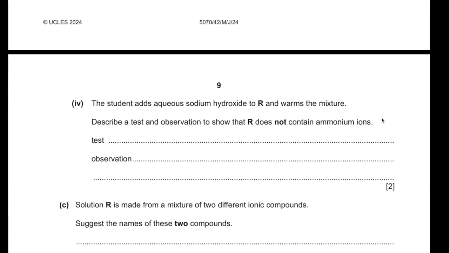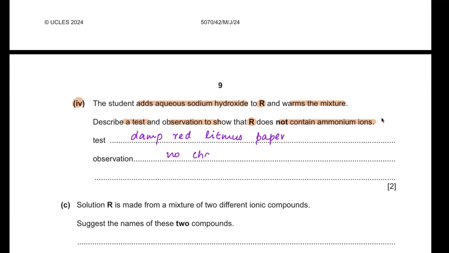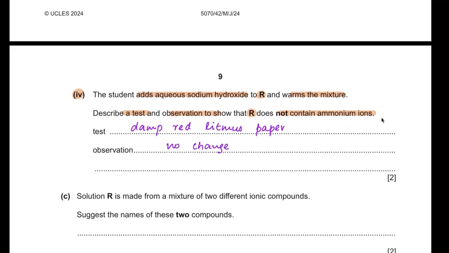Now, part 4. The student adds aqueous sodium hydroxide to R and warms the mixture. Describe a test and observation to show that R does not contain ammonium ions. So, we use damp red litmus paper. If you recall, on heating, if there is an ammonium ion, ammonia gas is liberated and if it comes in contact with the damp red litmus paper, the paper turns blue. But over here, as there is no ammonium ion, the damp red litmus paper is not going to change. So the observation would be no change. Is this clear to all of you?